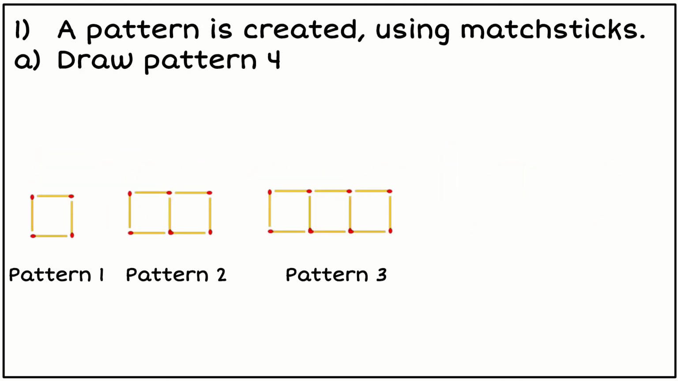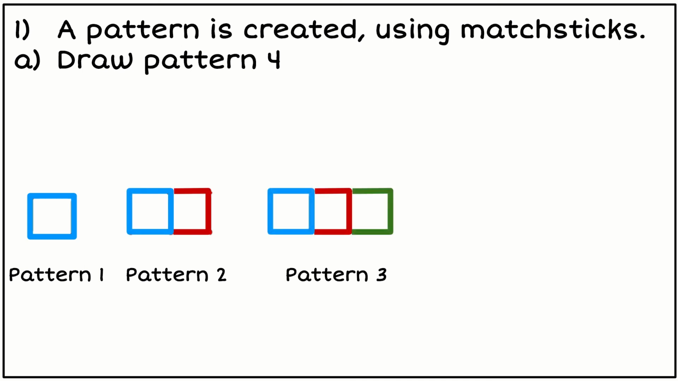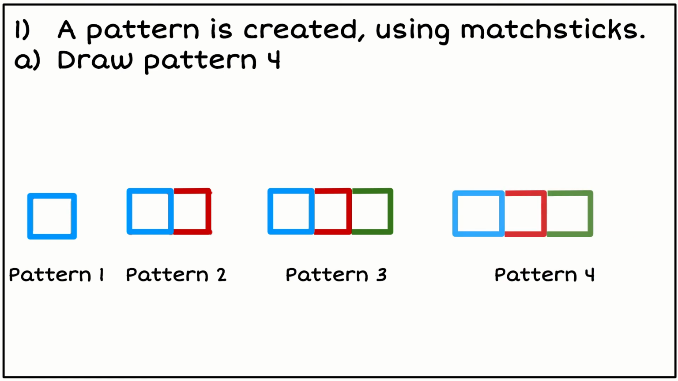Example number 3. So we've got this pattern here now. Again, the first one is a square. Pattern 2 is that same square plus an extra piece on the side. Pattern 3 is pattern 2 plus an extra bit on the side. So pattern number 4 is going to be pattern 3 plus an extra bit on the side.